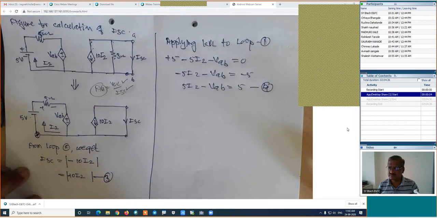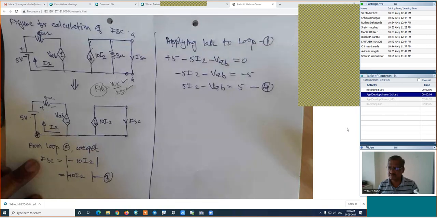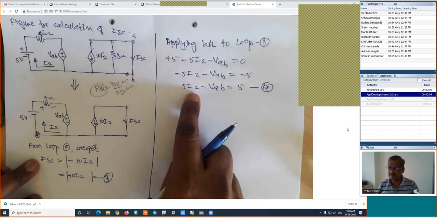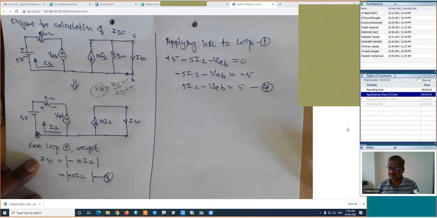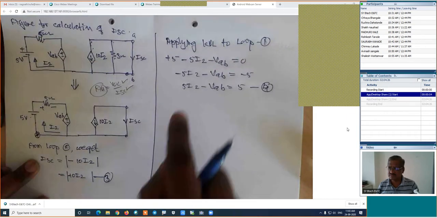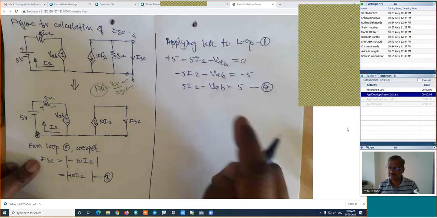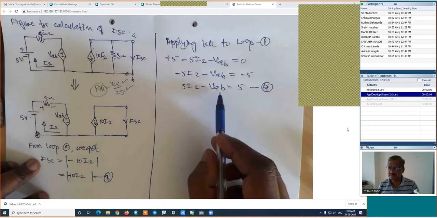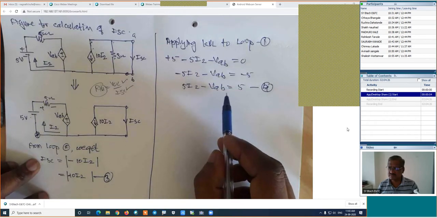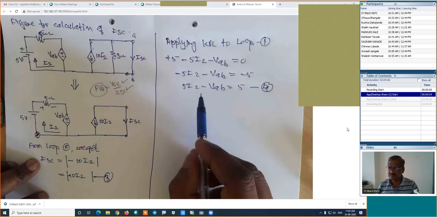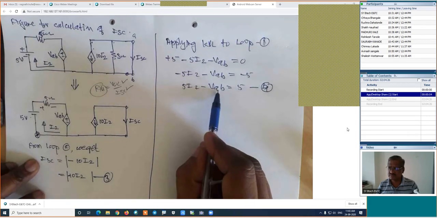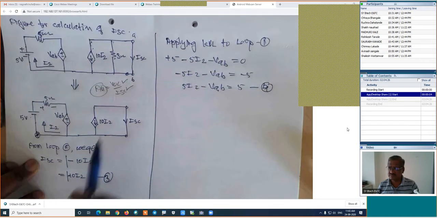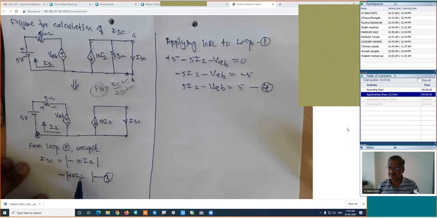Now look at how we have the values. We are interested in the ISC, and this ISC is nothing but 10 into I2. First, we will find out I2, and then we will find out this particular value, that is ISC. Is it right? Now we are interested in the calculation of I2 and VAB. We want two equations in terms of I2 and VAB. This equation I will consider later on, because if I2 is known, I will use this equation.